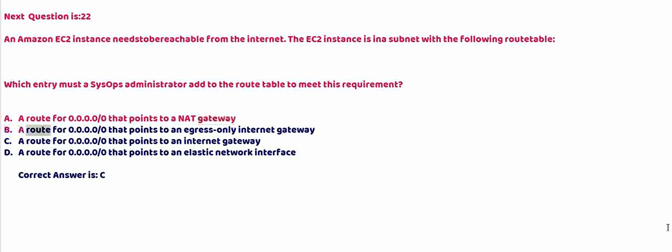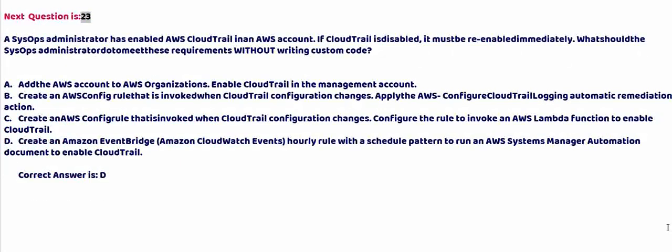B. A route for 0.0.0.0/0 that points to an egress-only Internet gateway. C. A route for 0.0.0.0/0 that points to an Internet gateway. D. A route for 0.0.0.0/0 that points to an elastic network interface. Correct answer is C.